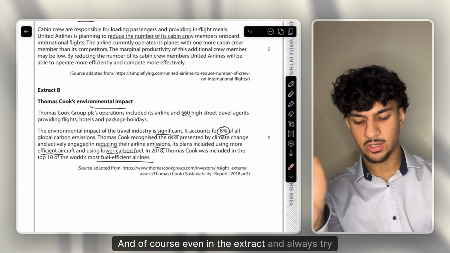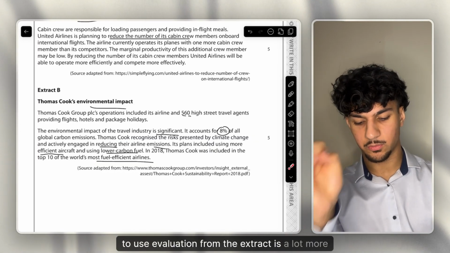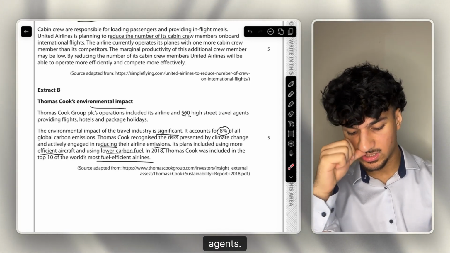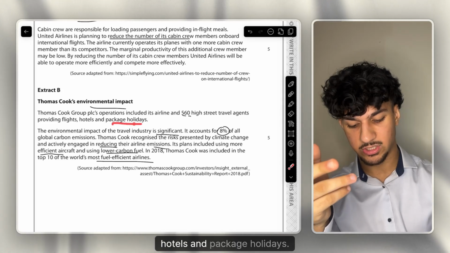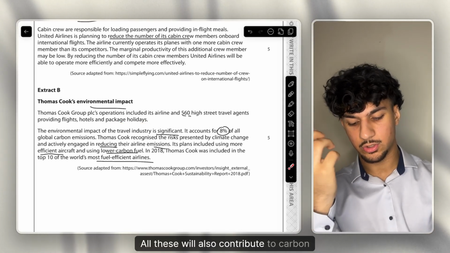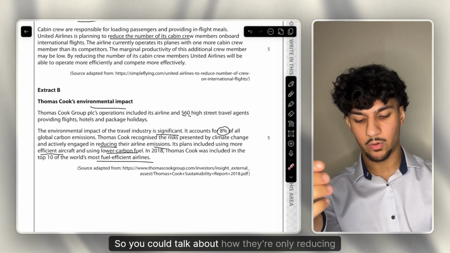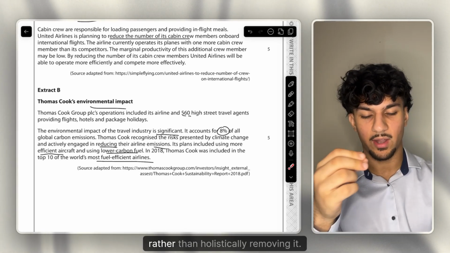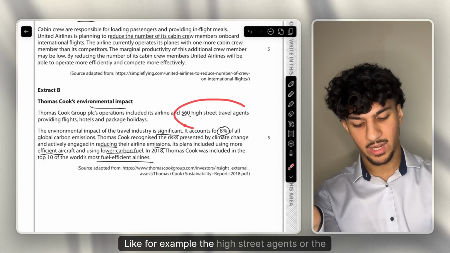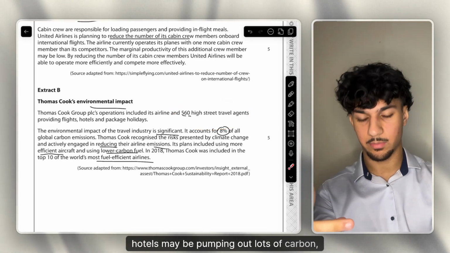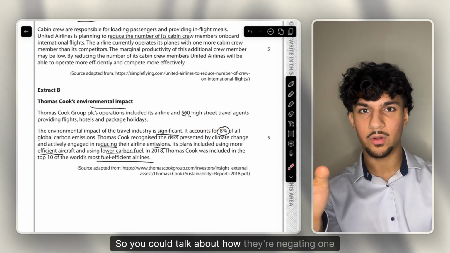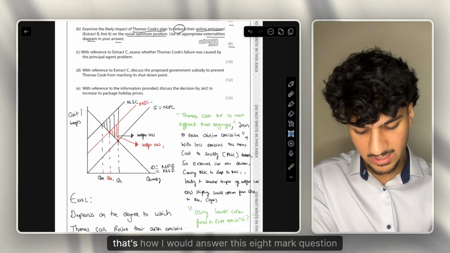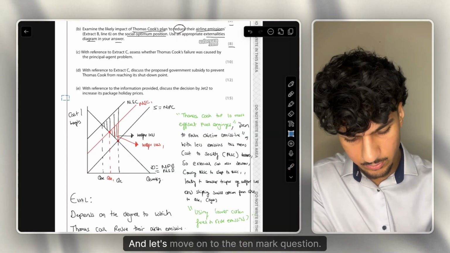And of course, even in the extract, and always try to use evaluation from the extract, is a lot more specific. It talks about how Thomas Cook has 560 high street agents. It provides not only flights, but hotels and package holidays. All these will also contribute to carbon emissions. So you could talk about how they're only reducing carbon emissions on their planes, on their airlines, rather than holistically removing it. For example, the high street agents or the hotels may be pumping out lots of carbon emissions as well. So you could talk about how they're negating one side and just focusing on one aspect, which is flight. But yeah, that's how I would answer this 8-mark question for 8 marks. And let's move on to the 10-mark question.